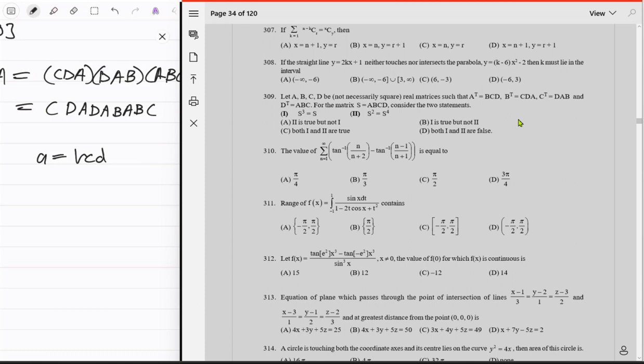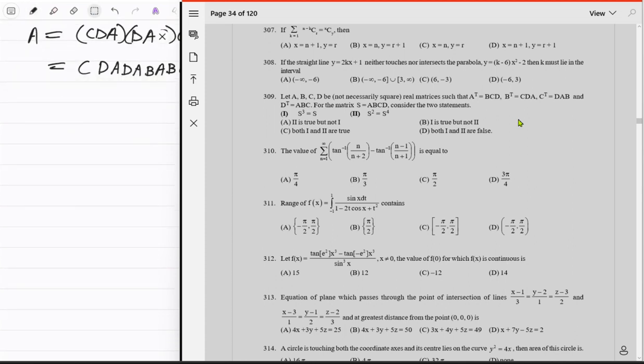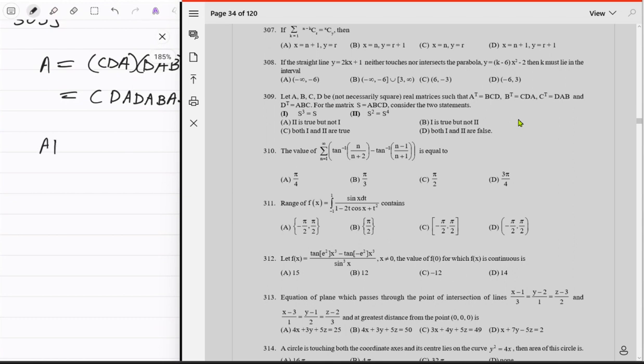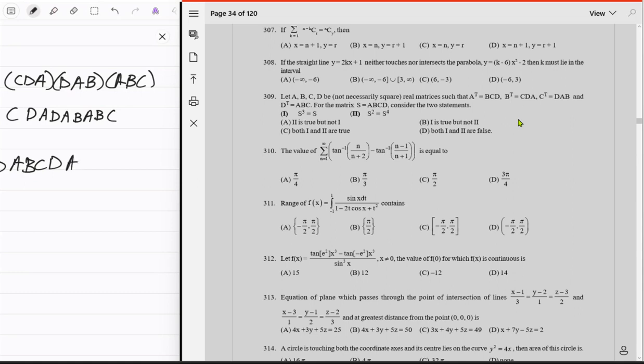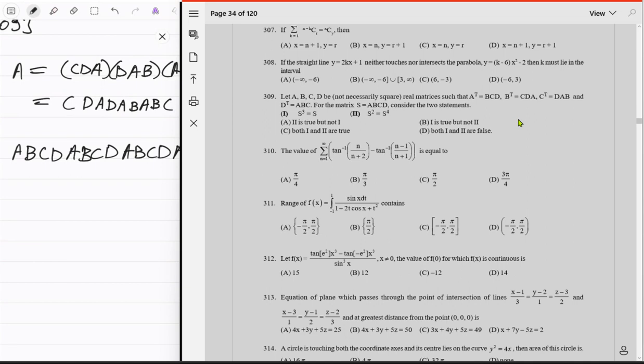S squared is equal to S power 4, and you can write S power 4 as S squared, maybe something like that. ABCD has CDA, then combine them and let's try it out as power 4. Write the same thing four times: ABCD, ABCD, then ABCD, and once again ABCD. First we will see CDA. So CDA is B transpose, so it's like A B transpose.